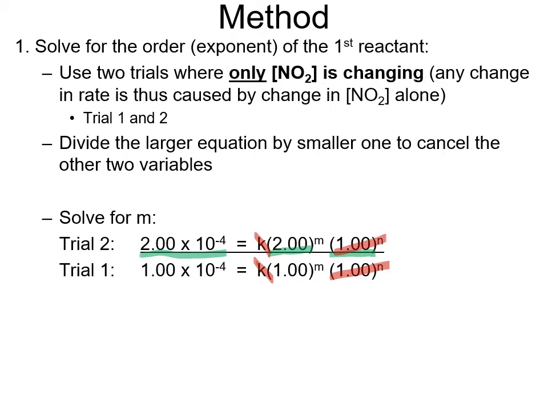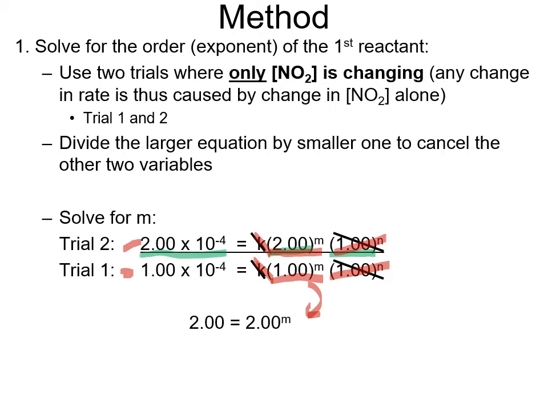Now I put 2 divided by 1 just because nobody likes fractions, so I have my rate of 2 divided by my rate of 1, or 2 times 10 to the negative 4 divided by 1 times 10 to the negative 4. I end up with a whole number instead of a fraction, but it would work out just fine if you did trial 1 divided by trial 2. Either way, we can simplify that, and 2 times 10 to the negative 4 divided by 1 times 10 to the negative 4 is equal to 2. And so 2 to the m divided by 1 to the m works out to be 2 to the power of m.